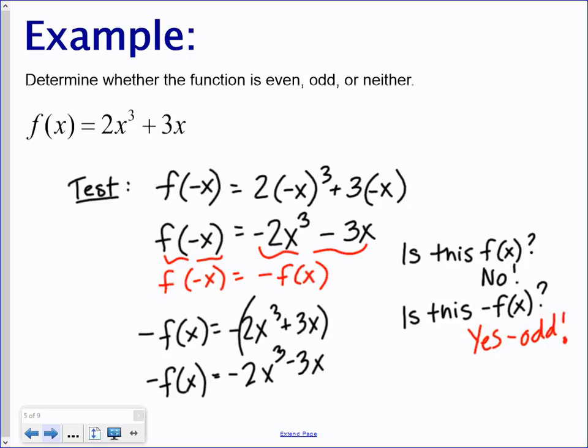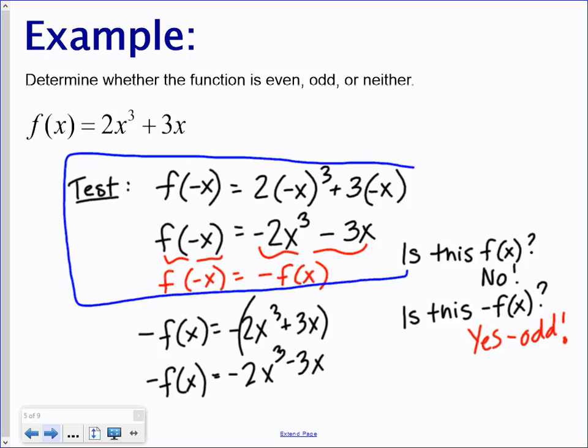I'm going to be looking for these pieces when I grade your test next week. Okay. Do you show me that you subbed in negative x? Do you simplify what you have? And then do you make the statement of what that is in terms of our algebraic test? Does anybody have any questions about that?